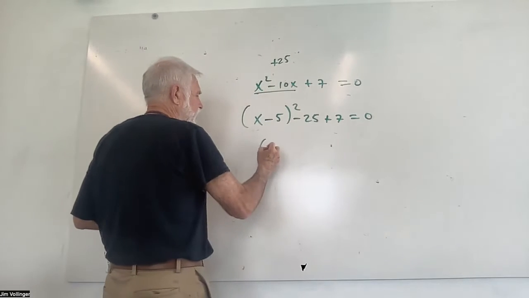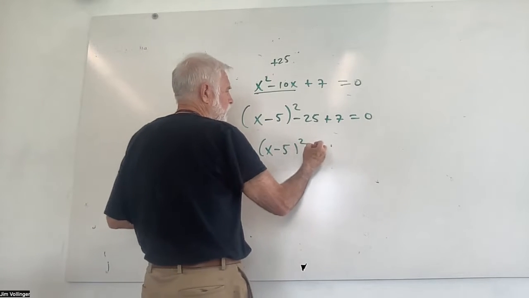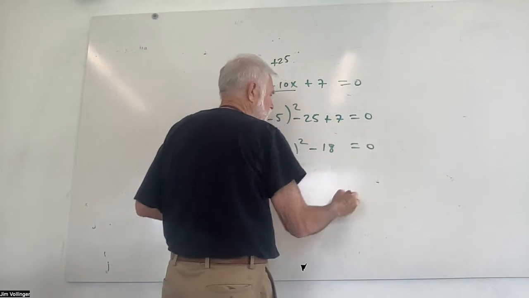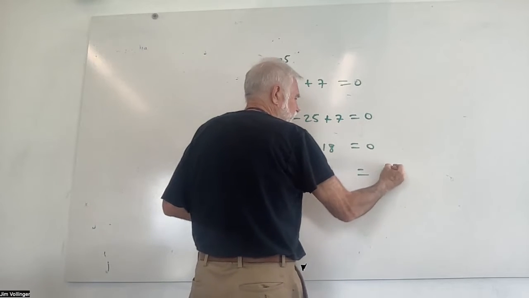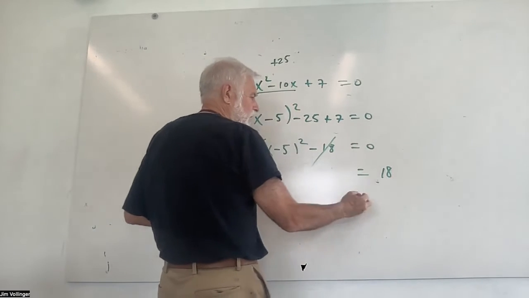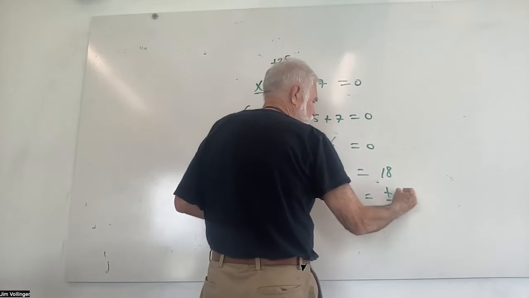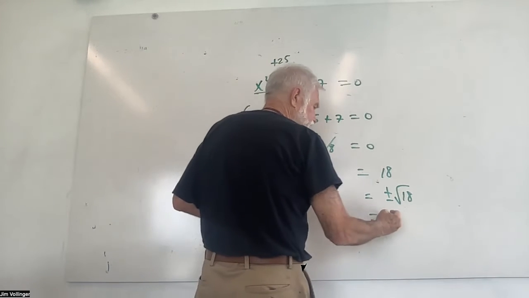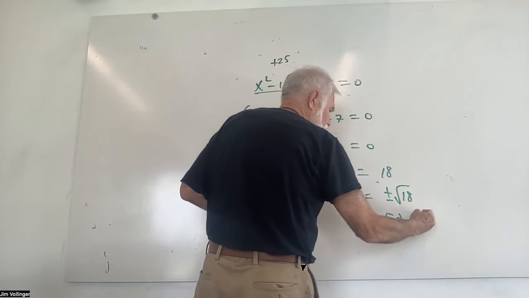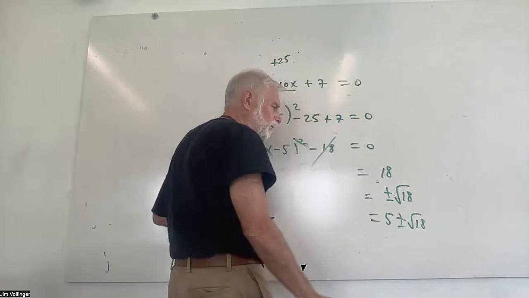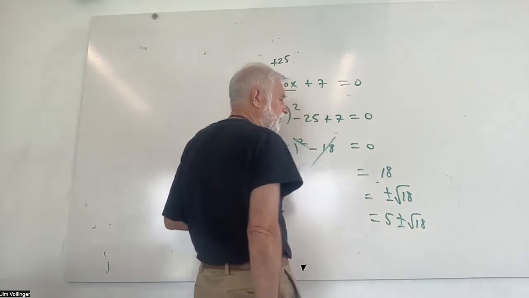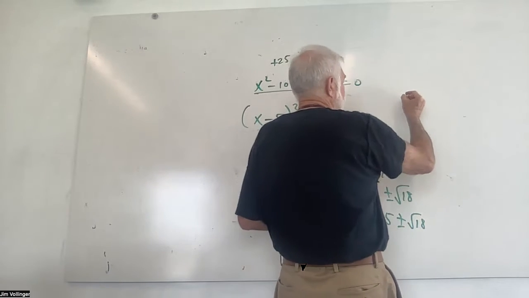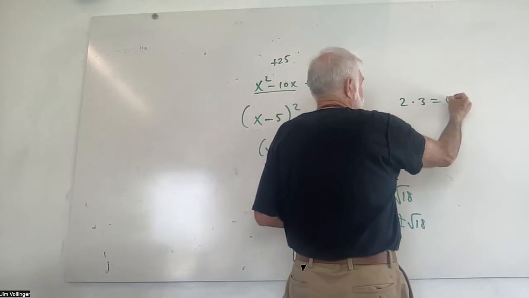So what do we have? We have x minus 5 squared minus 25 plus 7 is minus 18 equals 0. So you're going to add 18 on this side. That's gone. You're going to undo squaring, plus minus square rooting. That's gone. You're going to add 5. And I don't know whether or not at your level you've simplified the square root of 18. So I'll talk about that right now. So let's look at 2 times 3 equals 6.